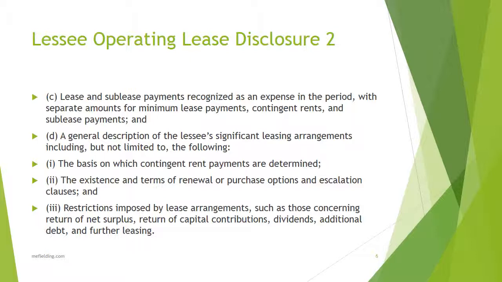So then, return of the net surplus: the leasing company which has provided these things may also, in addition to the minimum lease payments, get some percentage of profit. So what happens with that profit? Return of capital contributions. If the profit goes over a certain level, do we start to get some of the capital contributions back? Sometimes the banks will take some of the security and then we'll pay the security back.